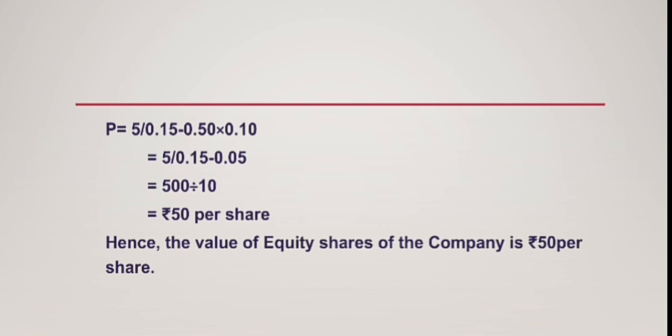So after putting all the values in the given formula, we just calculate to find out the market price per share for Shyam Limited company. After solving the first line, what do we get? 5 upon 0.15 minus 0.05, and after solving this line we get 500 divided by 10. What do we get in the final answer? Rupees 50 per share for Shyam Limited company.